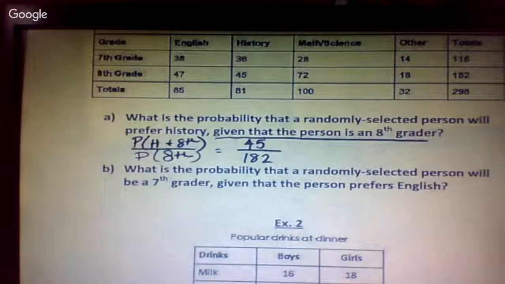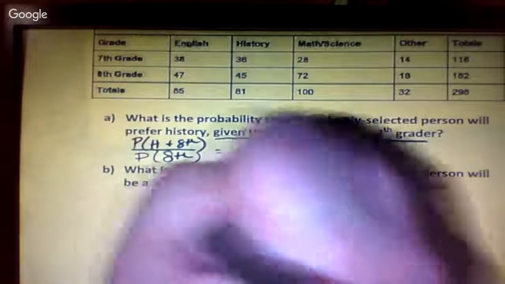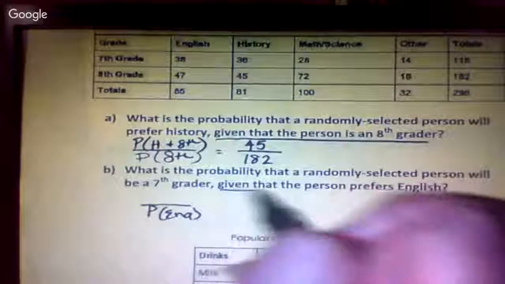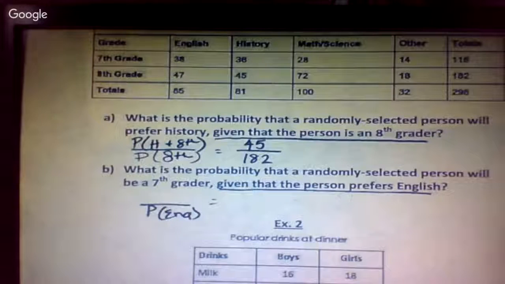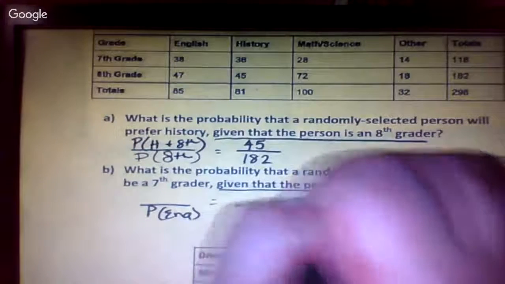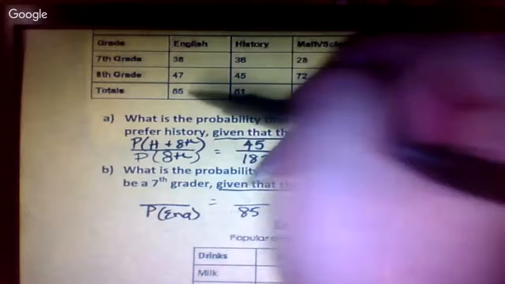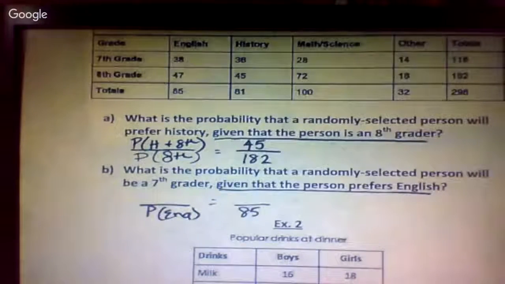Okay, take a look at the second one. What's the probability that a randomly selected person will be a 7th grader given that the person prefers English? So again, what's my first thing happening? We prefer English. Again, it's the ones that come after the words given that. So I'm only looking at the English people. How many English people do I have? 85. I've got 85 total in the English column.